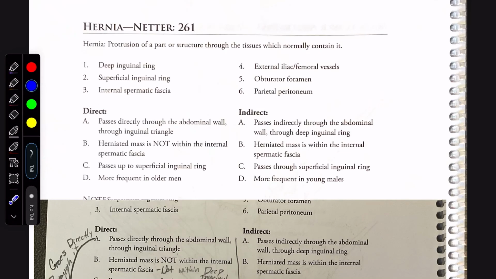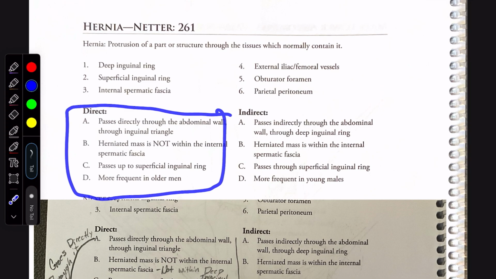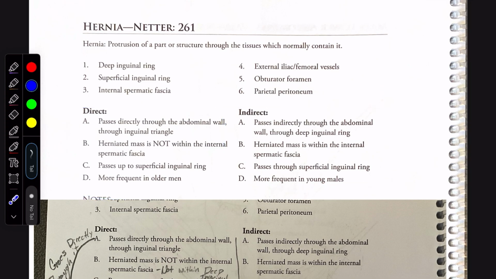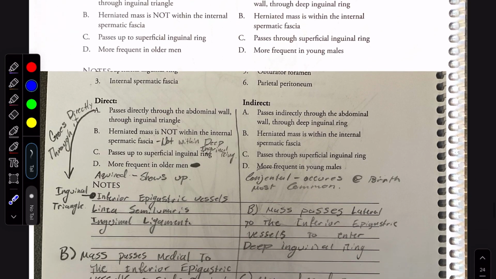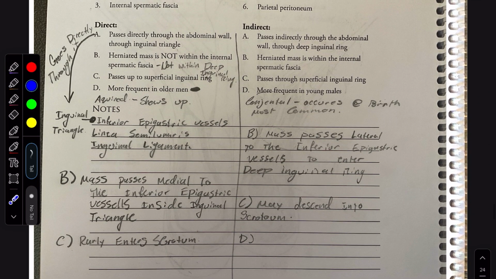Hey everyone, in this video we're going to be covering what a hernia is, and it is basically when a part of your intestines are protruding through the tissues that are normally holding it inside the abdominal cavity. I'm not going to cover the facts that you have right here in your book between direct and indirect, since you can read those on your own. But I am going to share with you some of the notes that I took through there.